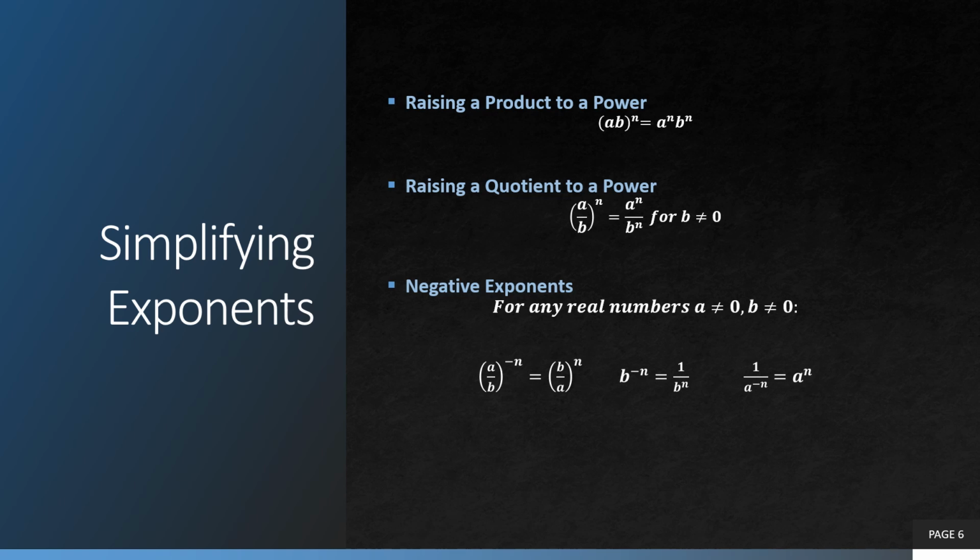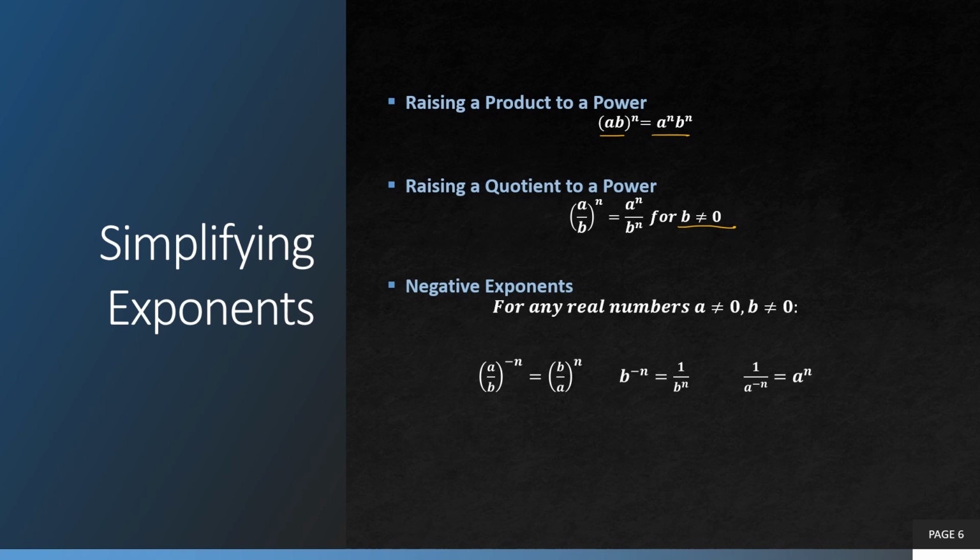If I'm going to raise a product to a power, in other words, the quantity AB to the n, we're going to distribute that exponent to each of those factors. And so now the quantity AB to the n becomes A to the n times B to the n. Raising a quotient is very similar. We're also going to distribute that exponent to the numerator and the denominator. So A over B to the n becomes A to the n over B to the n, with the exception that B cannot equal 0.